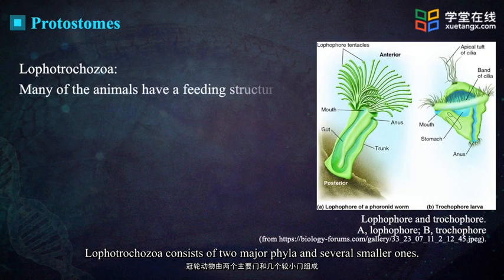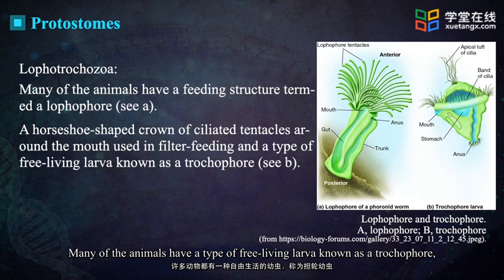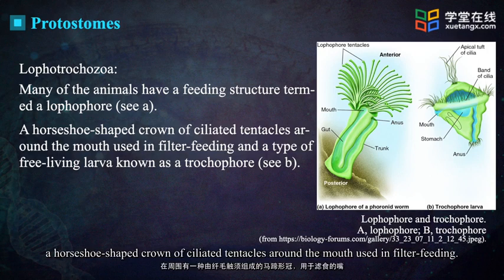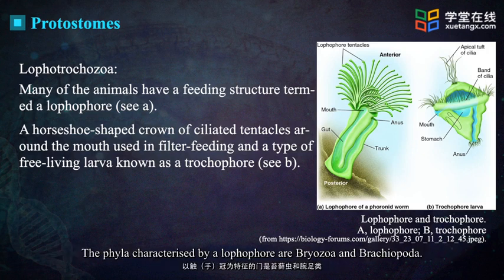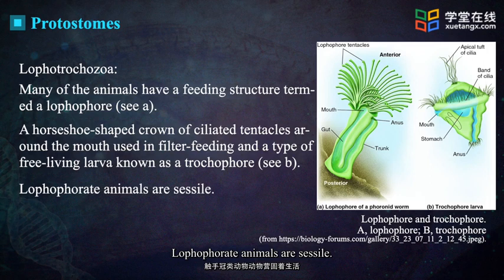Lophotrochozoans consist of two major phyla and several smaller ones. Many of the animals have a type of free-living larva known as a trochophore, and some have a feeding structure termed a lophophore, a horseshoe-shaped crown of ciliated tentacles around the mouth used in filter feeding. The phyla characterized by a lophophore are Bryozoa and Brachiopoda. Lophophorate animals are sessile.